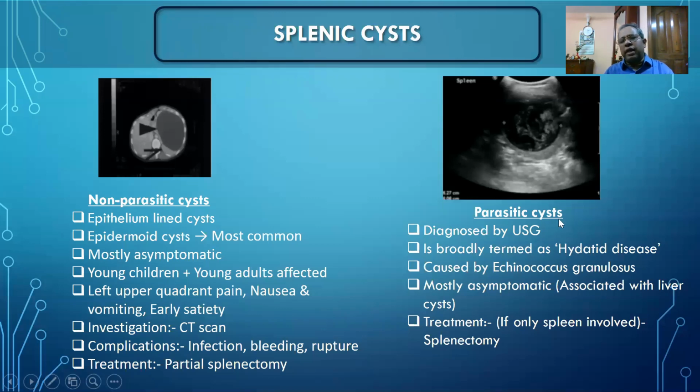But in case of parasitic cyst, diagnosis is by ultrasonography. It is broadly termed hydatid disease, caused by Echinococcus granulosus, mostly asymptomatic, associated with liver cyst. Treatment: if only the spleen is involved, go for splenectomy. If other organs are involved, evaluate the whole disease process of the body, then give antiparasitic drugs and follow up. If not responded, then go for surgical treatment.